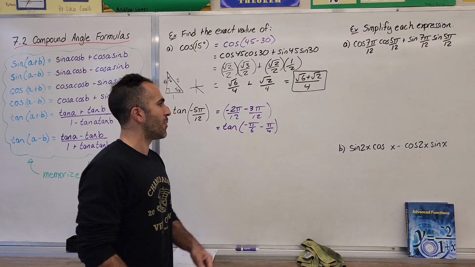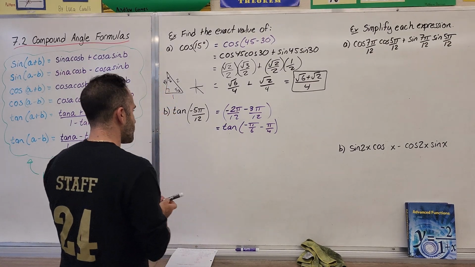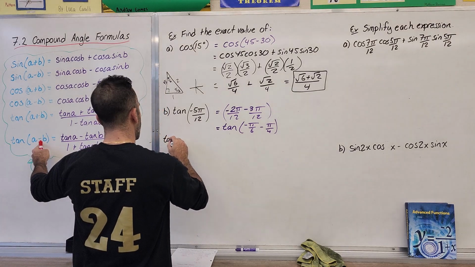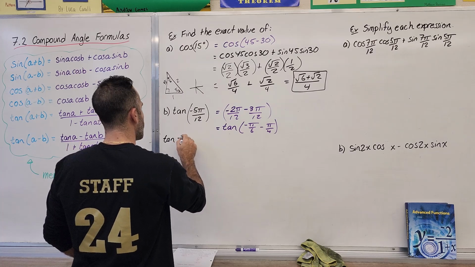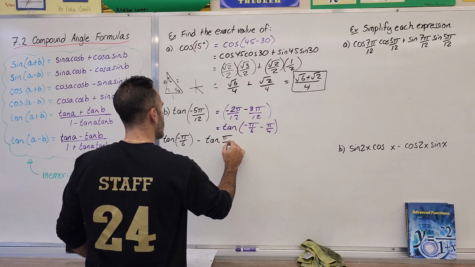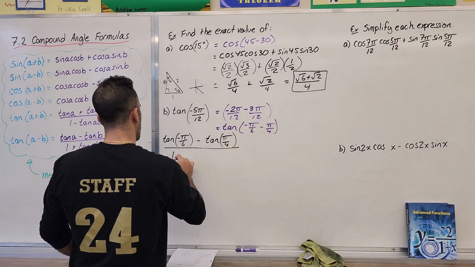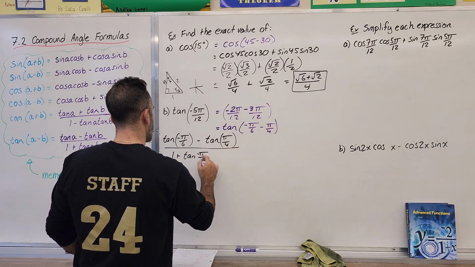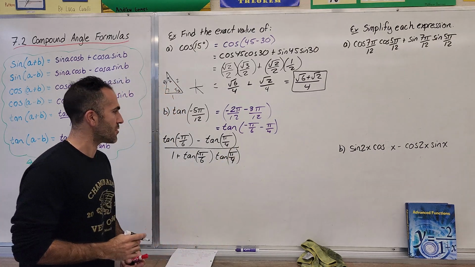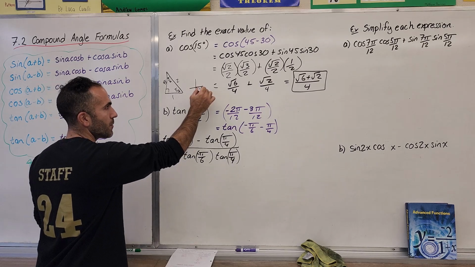Okay, so I broke it down into my negative pi over 6 and my positive pi over 4 if you're thinking of subtraction. So I'm using this formula down here with my subtraction of tan. I'm going to say tan of a, which is negative pi over 6, minus tan of b, which is pi over 4. It's positive pi over 4 because I'm using the subtraction formula, all over 1 plus tan of negative pi over 6 times tan of pi over 4. That's my first step.